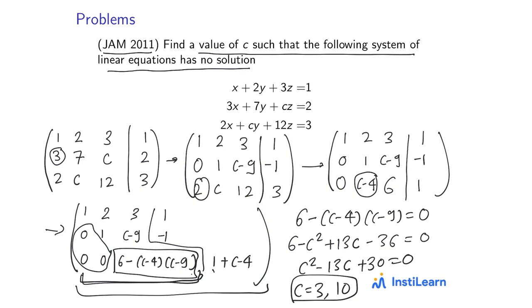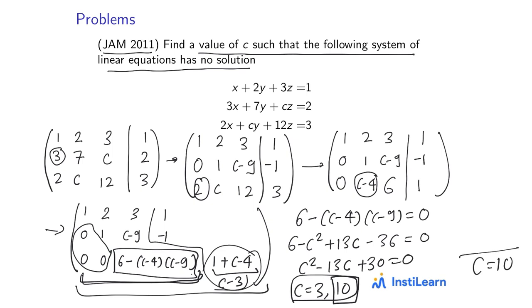But now this part is what? C minus 3. If you plug C equal to 3, this will be 0, 2. And rank of augmented matrix will also be 2. So since both will be same, the system will become consistent. So you should plug C equal to 10, okay.